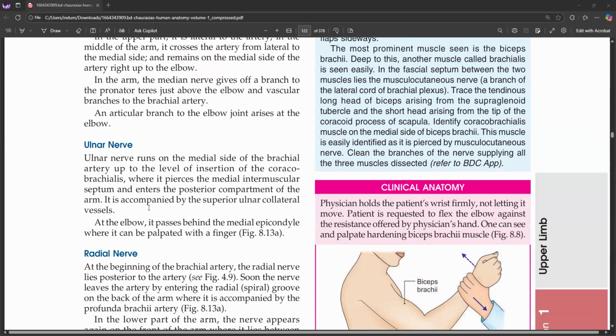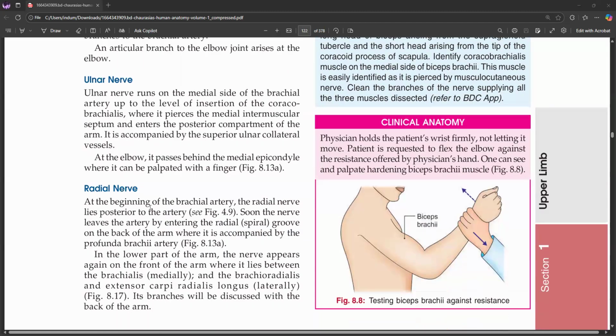Ulnar nerve. Ulnar nerve runs on the medial side of the brachial artery up to the level of insertion of the coracobrachialis, where it pierces the medial intermuscular septum and enters the posterior compartment of the arm. It is accompanied by the superior ulnar collateral vessels. At the elbow, it passes behind the medial epicondyle where it can be palpated with a finger. Figure 8.13a.